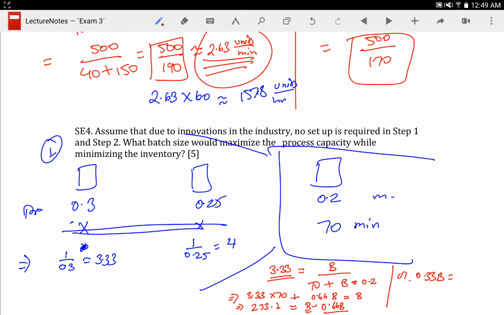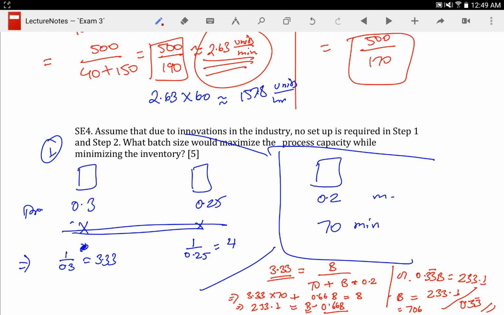0.33B equals to 233.1. It's really 0.33 repeating. So B equals 233.1 divided by 0.33 repeating. It comes out to be about, I took 0.33, you could take 0.34, doesn't really matter, approximately about 706. Again, the answer could be different depending on how you round up things.